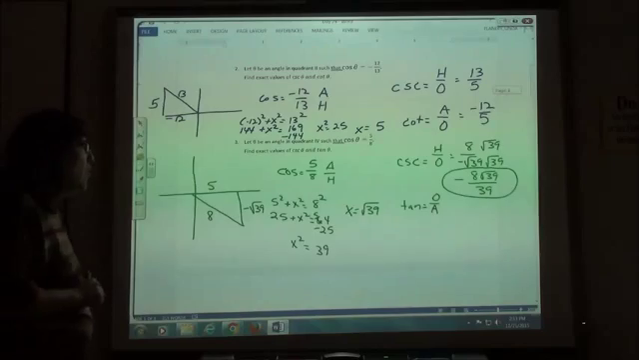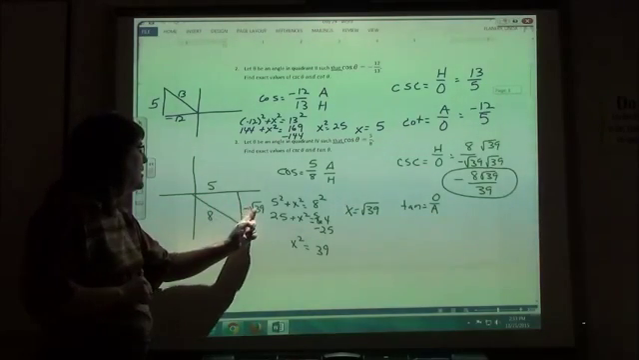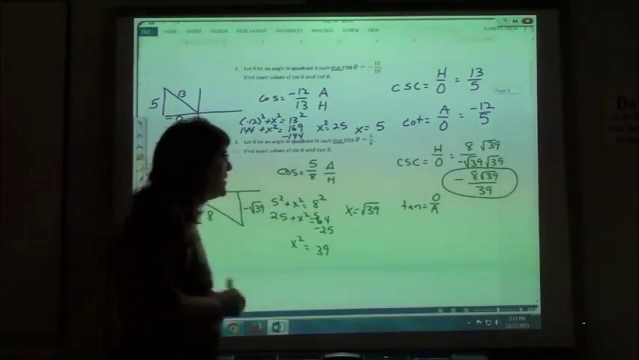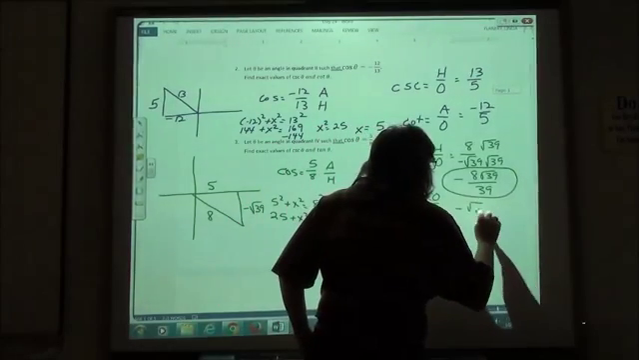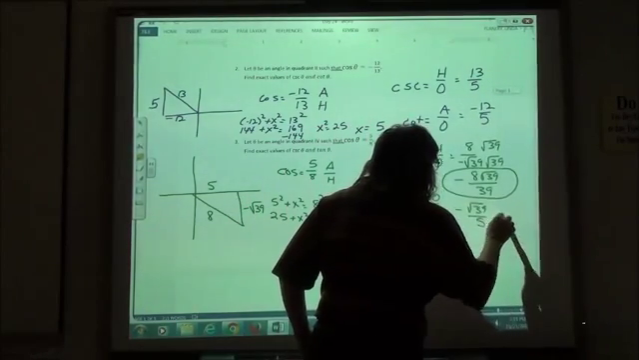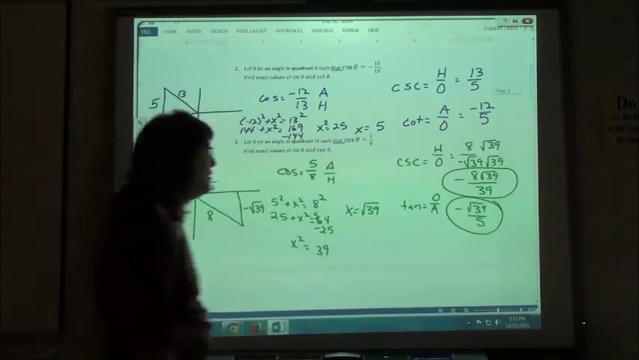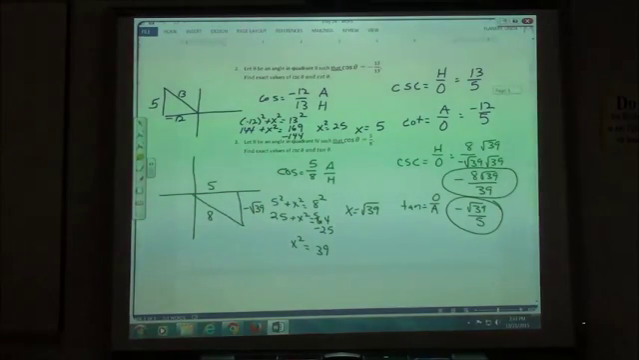Tangent, opposite over adjacent. The opposite is negative square root of 39. The adjacent is 5. So I'm going to have negative square root of 39 over 5. Again, I'll put the negative in front when you get it typed in, but it's going to look something sort of like that.